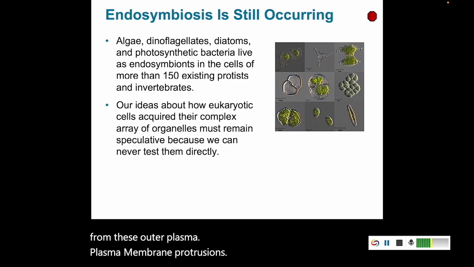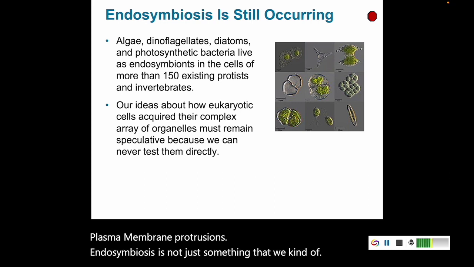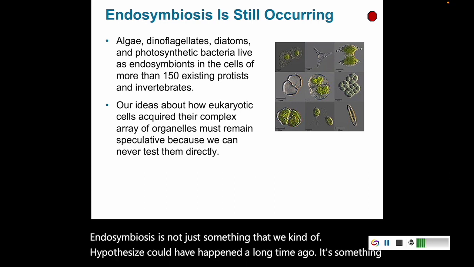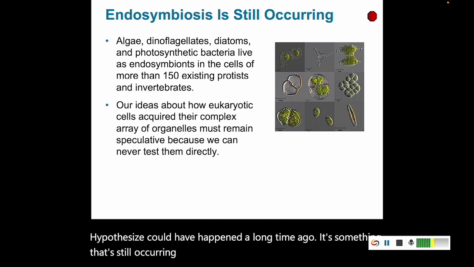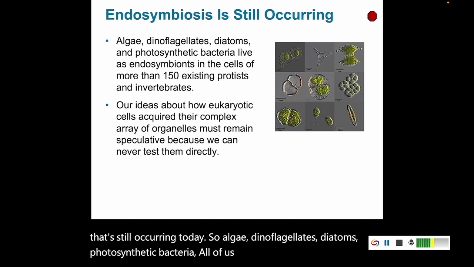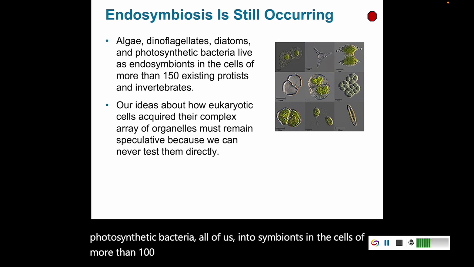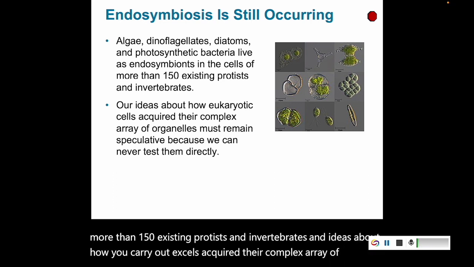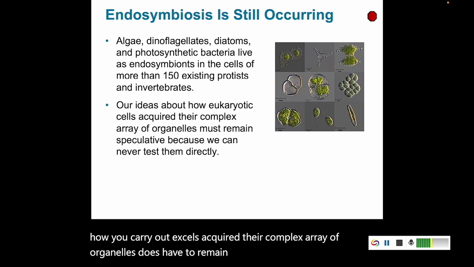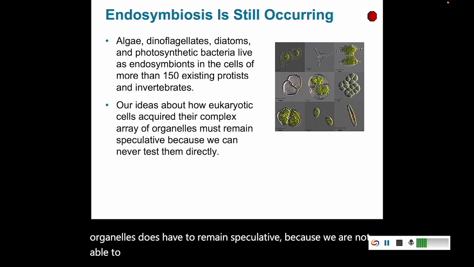Endosymbiosis is not just something that we hypothesize could have happened a long time ago. It's something that's still occurring today. So algae, dinoflagellates, diatoms, and photosynthetic bacteria all live as endosymbionts in the cells of more than 150 existing protists and invertebrates. Our ideas about how eukaryotic cells acquired their complex array of organelles do have to remain speculative because we are not able to directly test them.